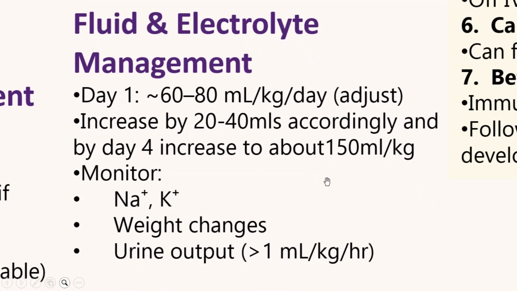Then we have the fluid and electrolytes. Now, these kids are going to lose very many electrolytes and water because the kidneys' concentrating ability is not yet grown at this stage. And you will notice that they are going to receive a bit more fluid compared to the normal neonates. So on day one, they're going to receive about 60 to 80 mils per kg per day, while the normal neonate may receive about 40 mils per kg per day. And you're going to increase this almost by 20 to 40 mils accordingly, depending.